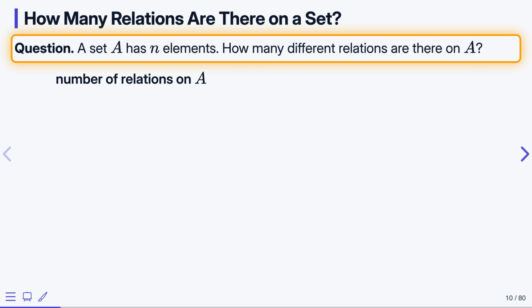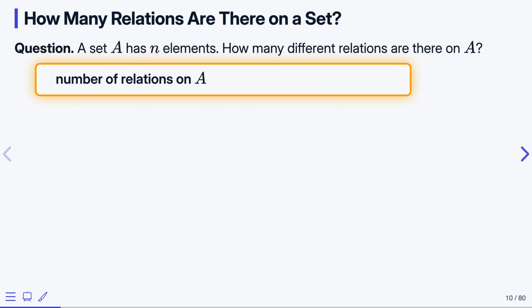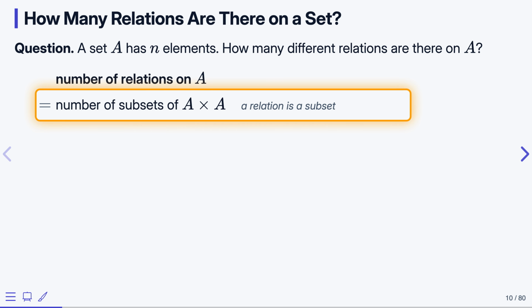Now a counting question. A set A has n elements. How many different relations can we build on it? We start with the thing we want to count: the number of relations on A. Step 1. A relation on A is nothing more than a subset of A cross A, so counting relations is the same as counting subsets of A cross A.